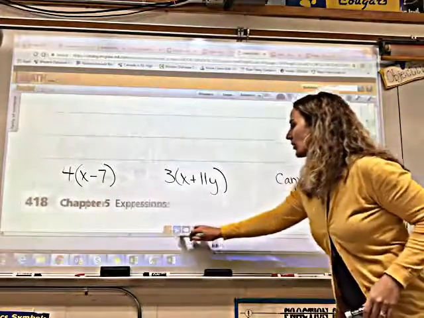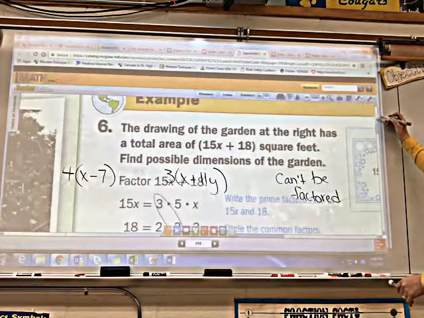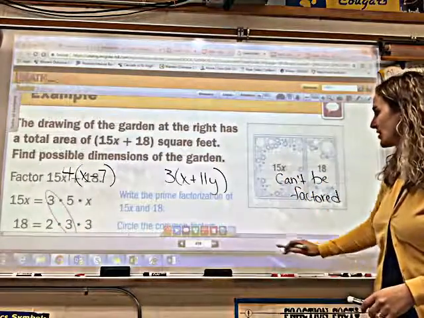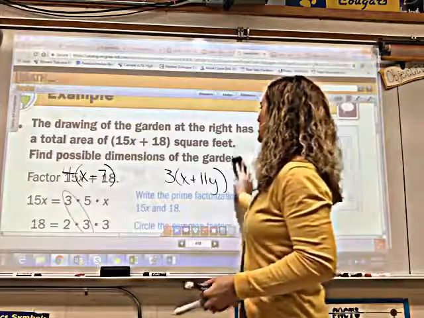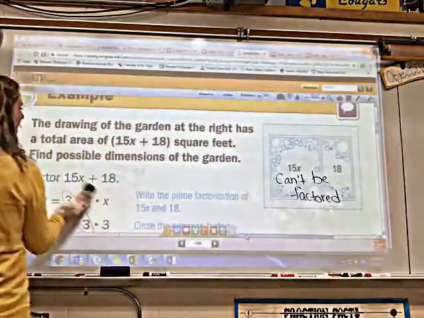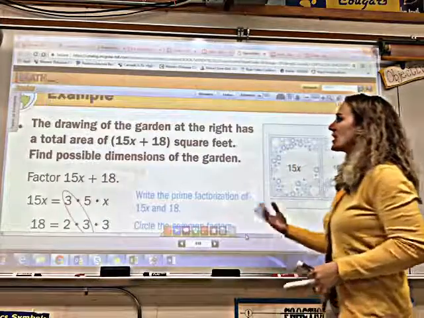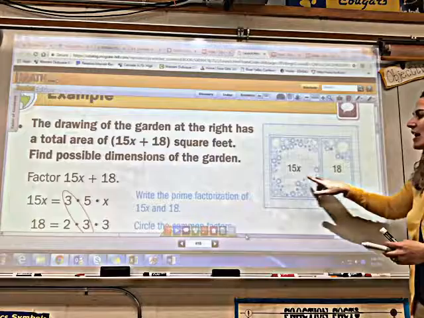The last problem that we're going to look at real briefly here is on the top of page 418. Again, just talking about dimensions. It says a drawing of the garden at the right has a total area of 15x plus 18 square feet. Find possible dimensions of the garden. So basically what we have to remember here is we're talking about area, so we're going to be factoring this.